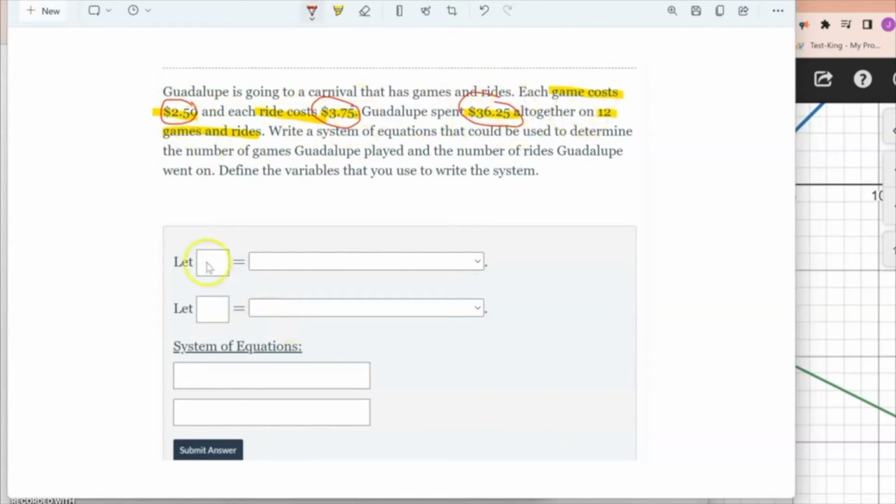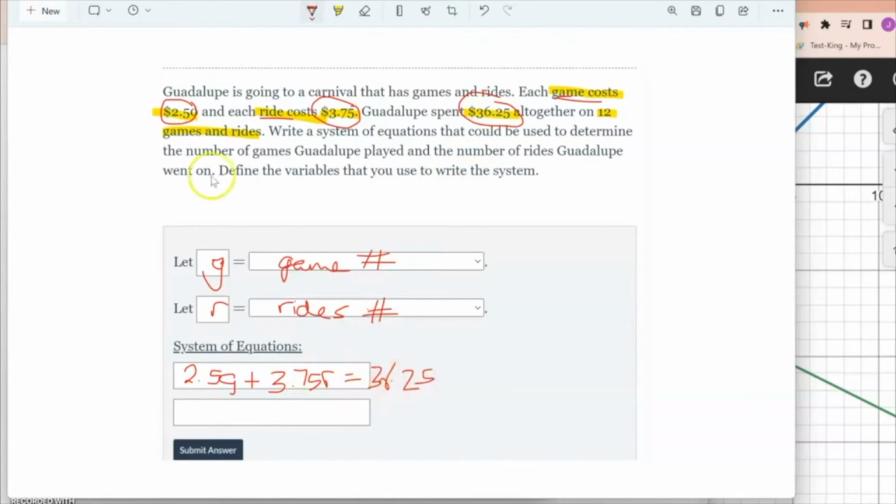Okay, so first let me define my variables. What are the things I'm talking about? I'm talking about a game. So let's call it G, and this is the number of games. Remember, it's the number of games. All right, then the other thing is ride. So let's call that R, and this is the number of rides. All right, set up the money with the money. So $2.50 goes with G, plus my rides are $3.75 R equals my other money, which is $36.25.